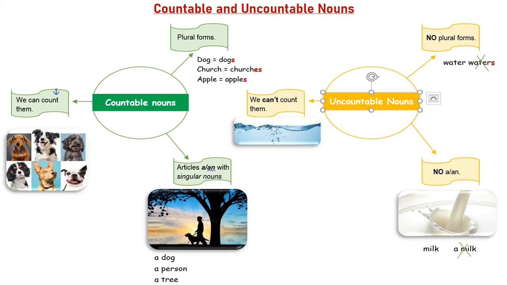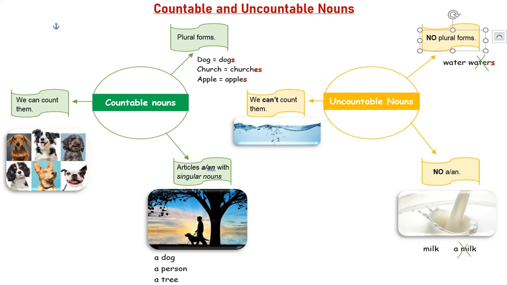In the case of uncountable nouns, they also have three characteristics which are like the opposite of countable nouns. First, uncountable nouns such as water, they cannot be counted. We cannot say one water, two water. We say just water. The second characteristic is that they don't have plural forms. Okay, so we just say water, but we cannot say waters.